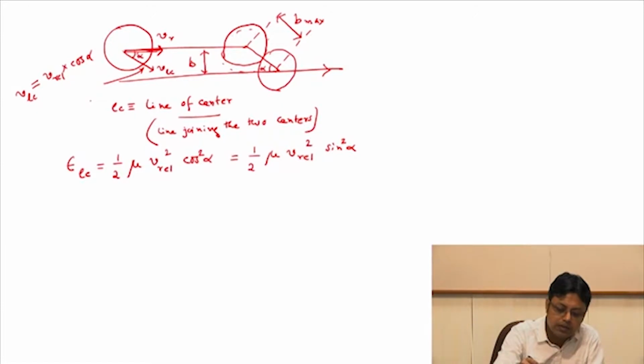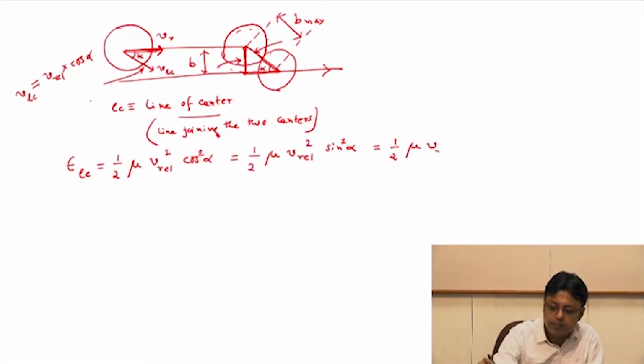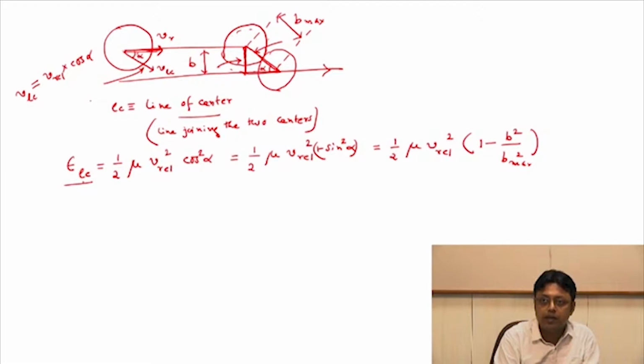If this is b max, you can easily see from this triangle: this thing is b max, this thing is b, and this angle is alpha. So sine alpha will be nothing but b by b max. Instead of sine square alpha, I'm writing V relative square into, sorry, it will be one minus sine square alpha. It will be one minus b square by b max squared. So that is basically the energy transferred along the line of center.